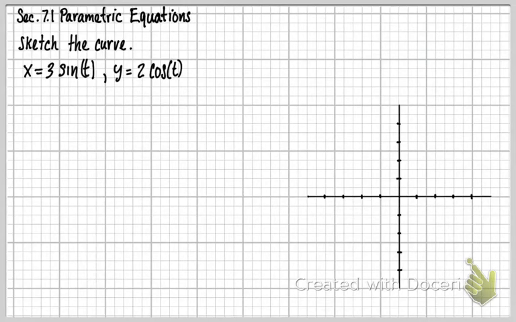Sketch the curve. So let's take a look at this one. This says x equals 3 sine t and y equals 2 cos of t. So what we're going to need before we graph any of these is our xy table.